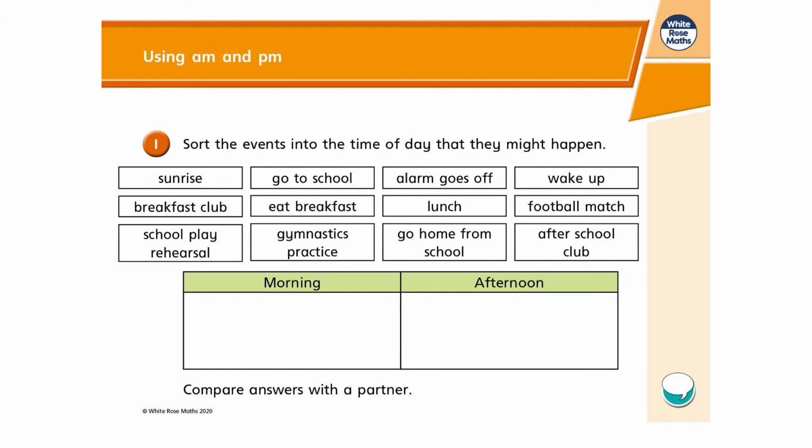So, who can remember what AM and PM mean? Yeah, AM is from midnight to dinner time, which is the morning. And PM is after dinner until midnight, which is afternoon, evening. Okay? So, let's have a look at them and see which ones you would write in where.